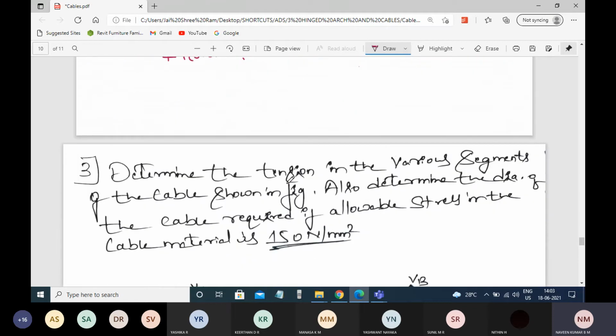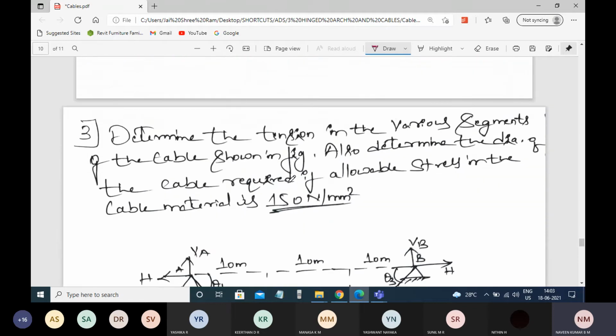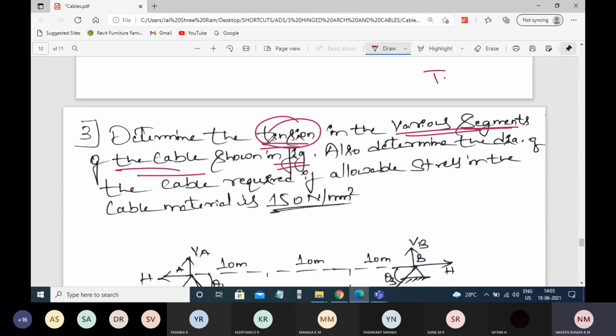So, moving to the next problem. This is quite important when compared to the other two problem statements. Here we need to determine the tension. The problem statement is to determine the tension in various segments. That means we need to find T of the cable as shown in the figure, which is given in the problem statement. We need to find the tension.